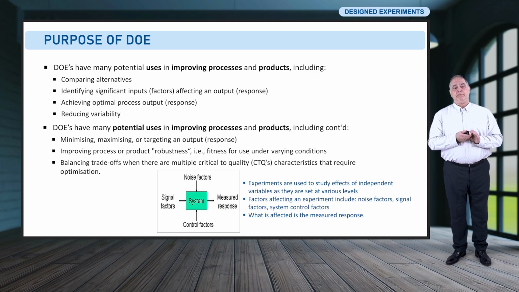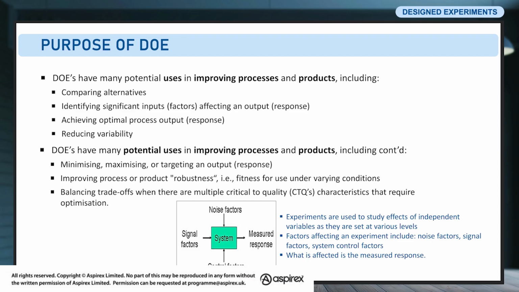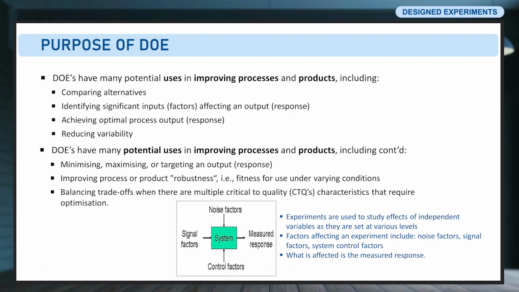So let's talk about the purpose of designed experiments. In the figure, we have a system. So we have signal factors entering the system. We have measured responses exiting the system. We also have noise factors and control factors.